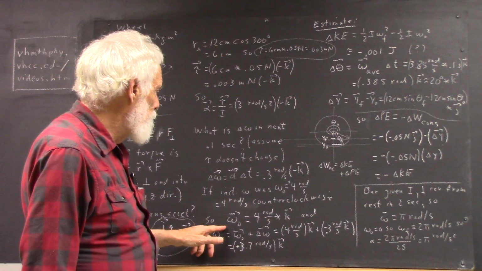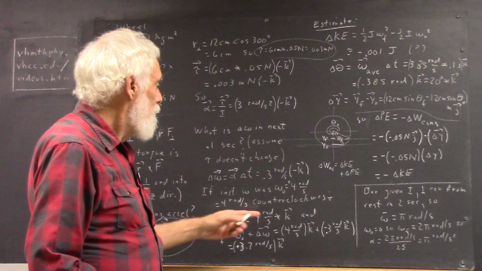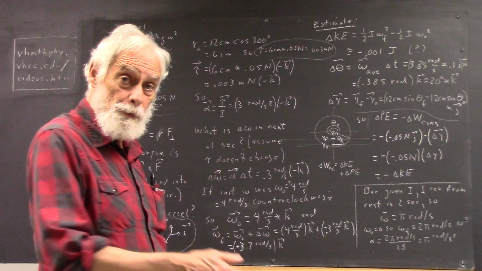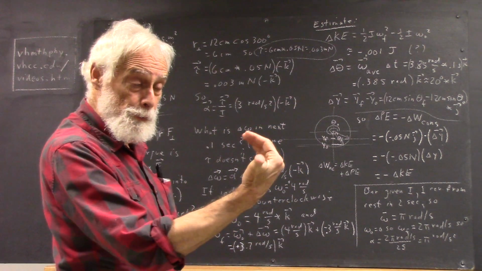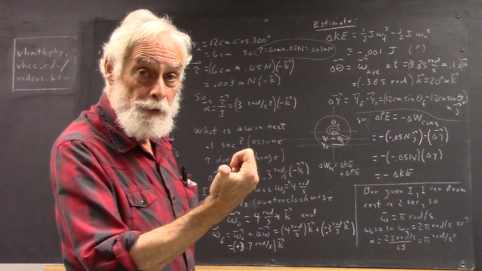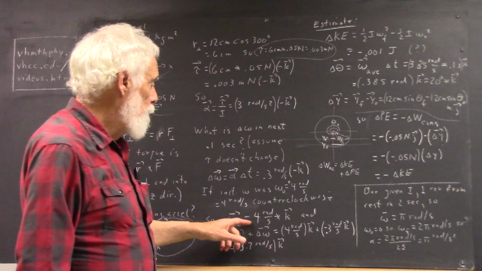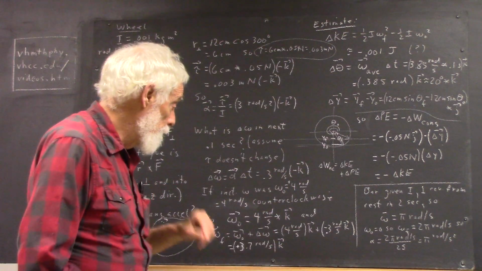But more specifically, our omega naught was 4 radians per second. We want to do this as a vector, okay? Well, 4 radians per second in the counterclockwise direction means we're rotating this way. By the right-hand rule, curl the fingers around this way, thumb comes out this way. That's the positive z direction, isn't it? So it's going to be 4 radians per second times plus k, not negative k, plus k.